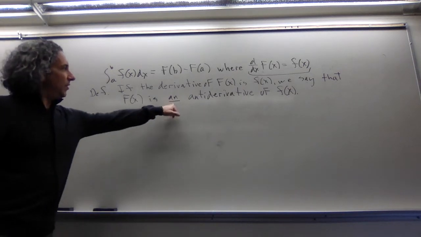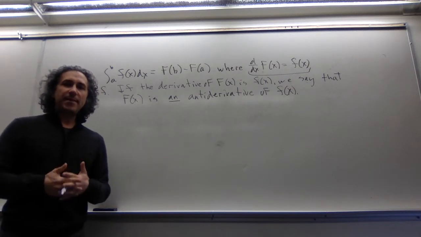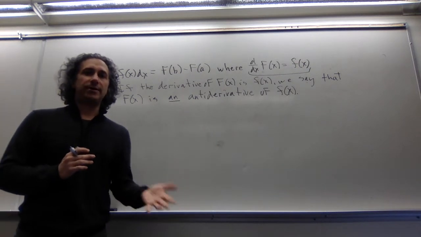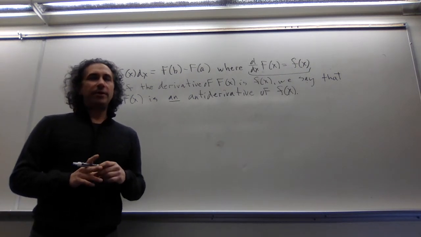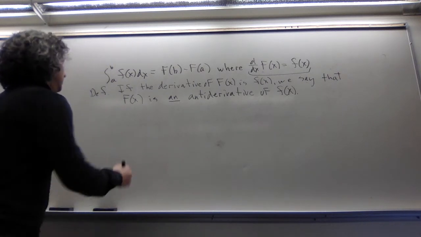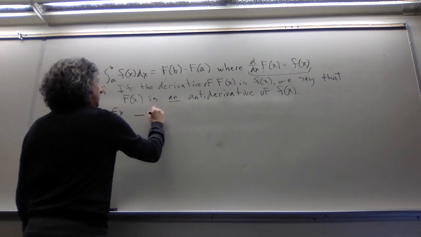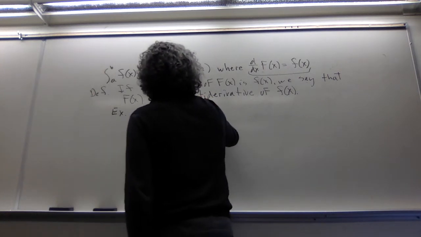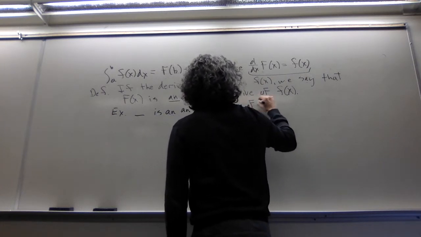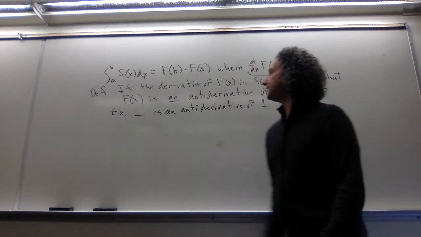Now I underlined something here. I underlined the word "an" and there's a reason for this. If you think back to Calc 1, when you took the derivative of a function, there was only one answer. You were done. But I wonder if things are so straightforward if we go backwards. Well, let's do an example. So as one example, blank is an antiderivative of 1. So let me give you a second, press pause, and see if you can come up with this.